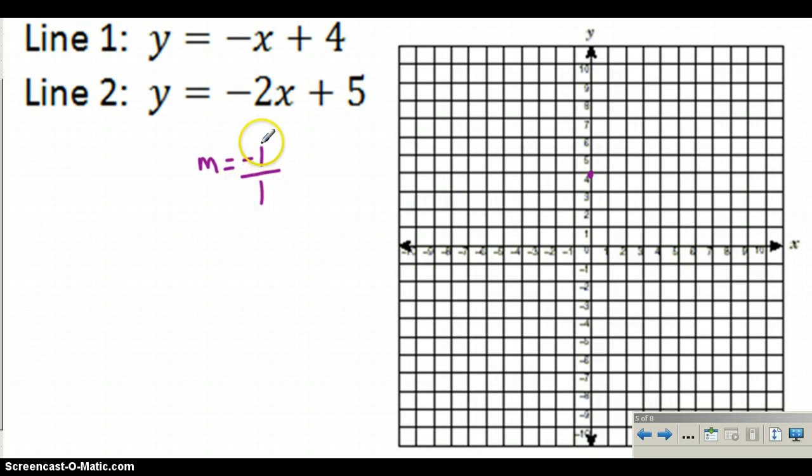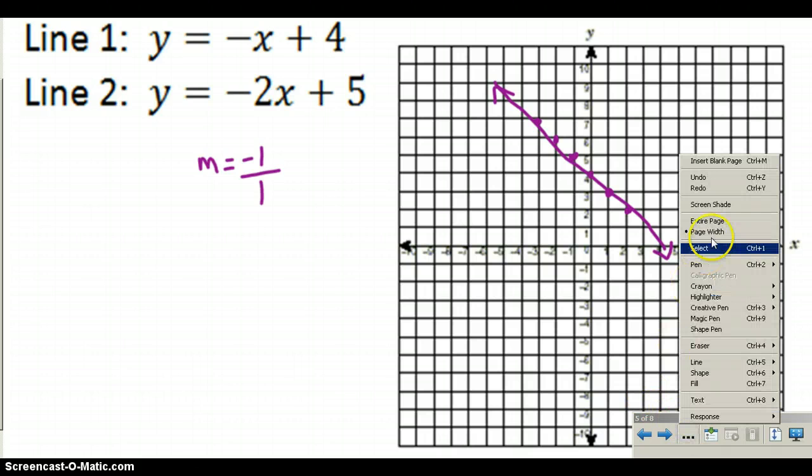And remember, only one of them is negative. You either want to go down 1 to the right 1, or you can make the denominator negative and go up 1 and back 1. Either way, let me just plot some more points. This is going to be your equation. Here's some other points. Make sure that you use a ruler when you're doing this on your paper.